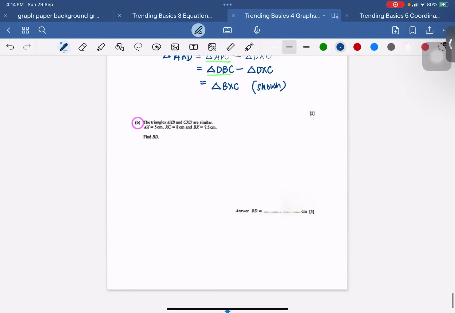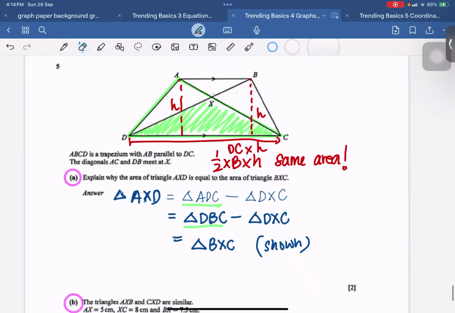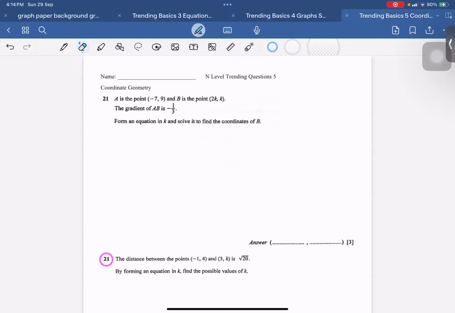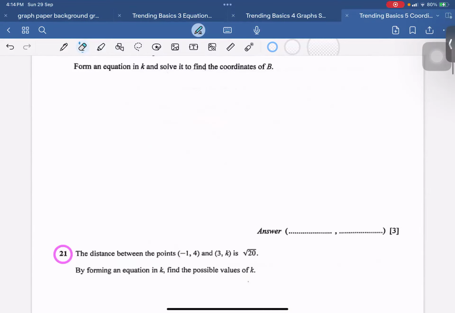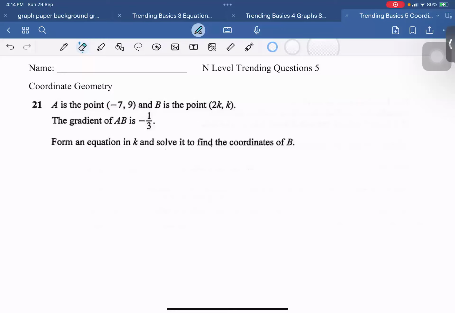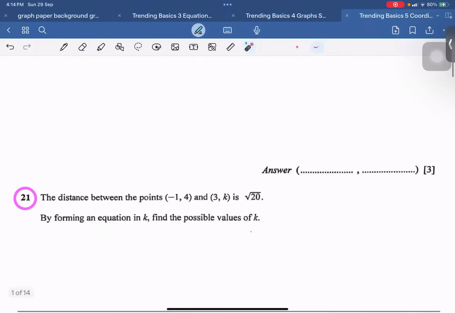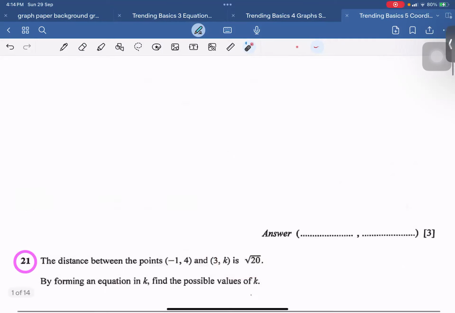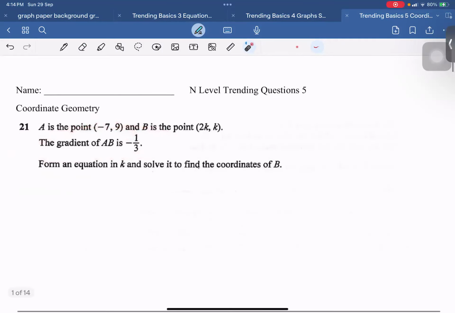Now I'm going to go through a little bit on trending basics number 5. I'll start with particular questions. I noticed in my mock practice paper, or whichever paper, somehow the question says length, distance, but you all did gradient on your own.